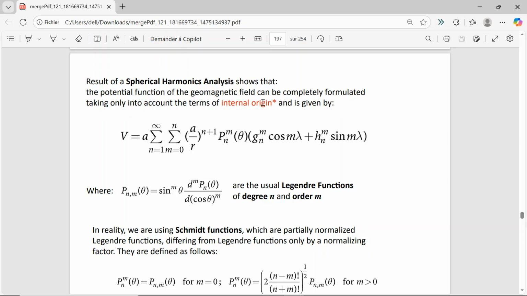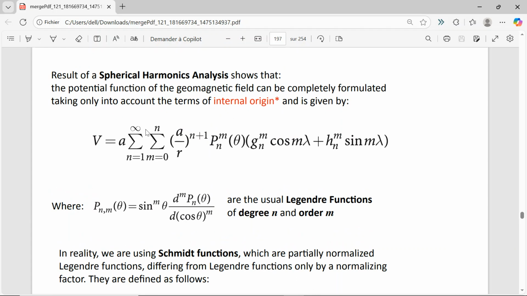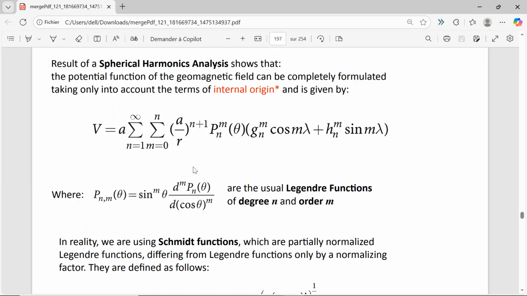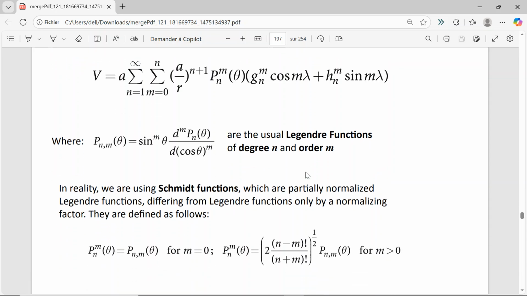So we have an analytical solution of this equation, which is this potential given by the spherical harmonic analysis. So the more terms you introduce, the more precise the potential field of the Earth will be. Here you have the Legendre polynomial of degree n, order m.